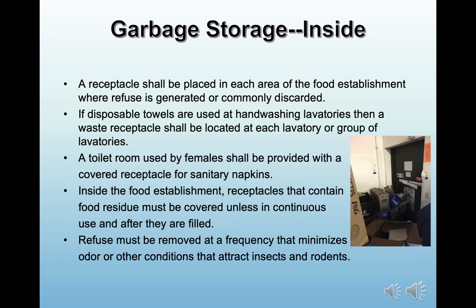Our last section of the Food Manager's course is garbage storage. For garbage that is stored inside the food establishment, a receptacle should be placed in each area of the food establishment where refuse is generated or commonly discarded. If disposable towels are used at hand-washing sinks and lavatories, then a waste receptacle shall be located at each lavatory or group of lavatories. A toilet room used by females shall be provided with a covered receptacle for sanitary napkins.